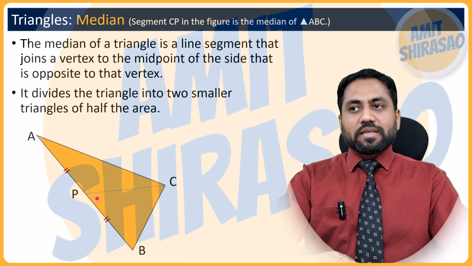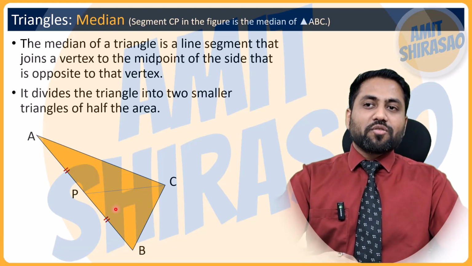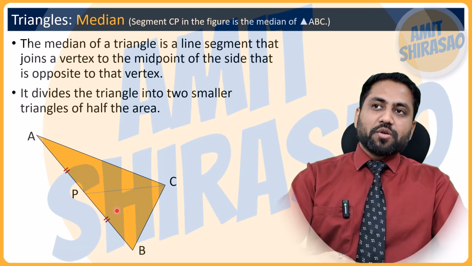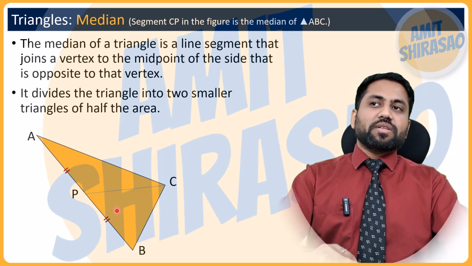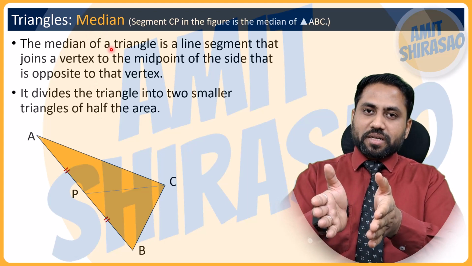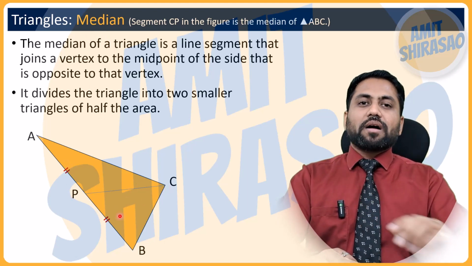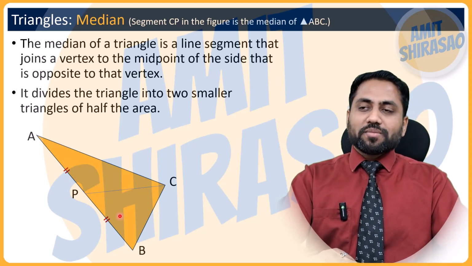And since the area of both of them is half that of the bigger triangle, the area of both these triangles is equal. So remember, that is the reason why they gave the name median. Median means something that is the middle path, right? So median actually cuts the triangle in two equal halves. That's why it's called a median.